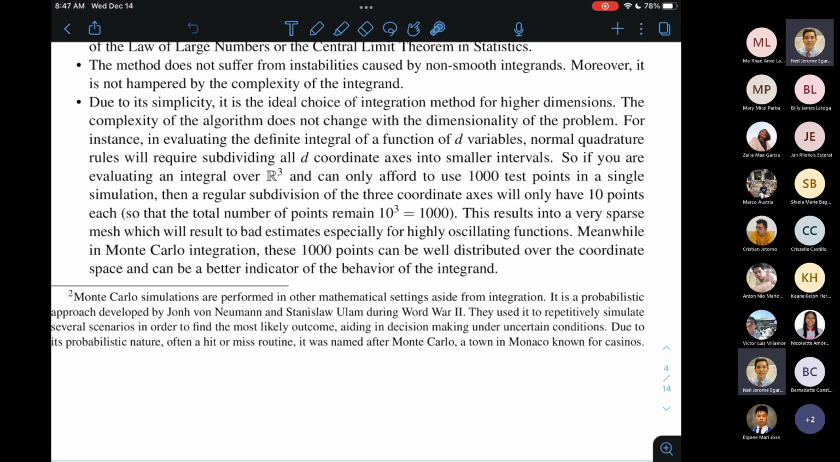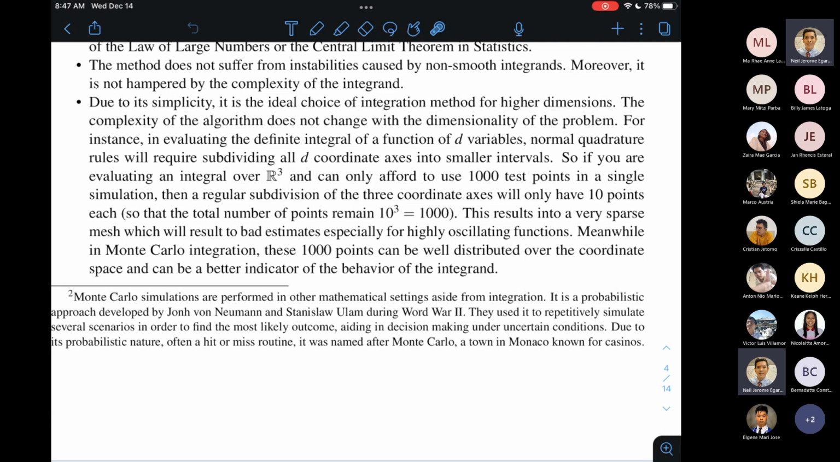So pag nagka-quadrature formula ka, nasa 3-dimension ka yung domain mo, nasa R3 yung domain. So ibig sabihin yung X, Y, and Z components ay kailangan mong i-divide into just the 1,000 points that you need. So since you have 1,000 points na pwede mong gamitin, pero meron kang tatlong coordinate axis, you need to divide your coordinate axis into just 10 subdivision points.